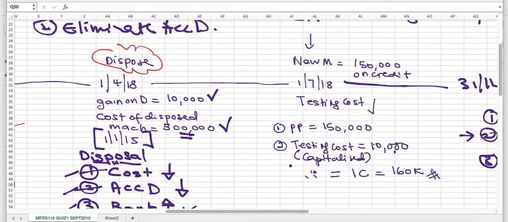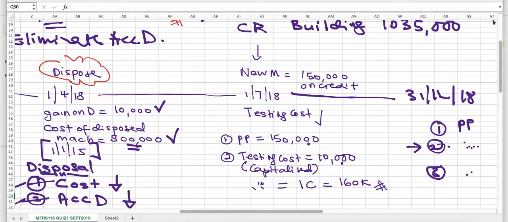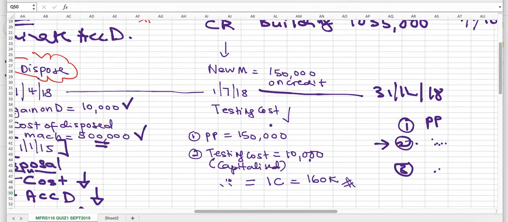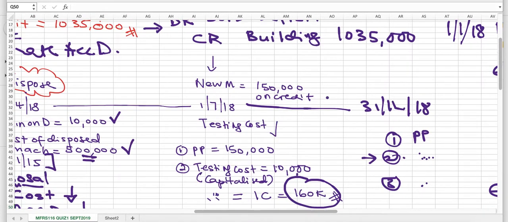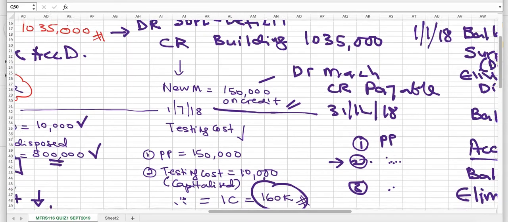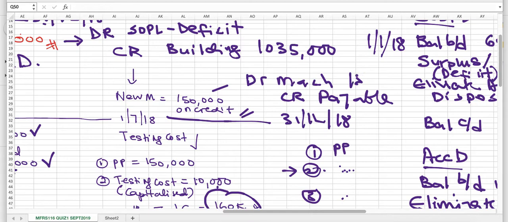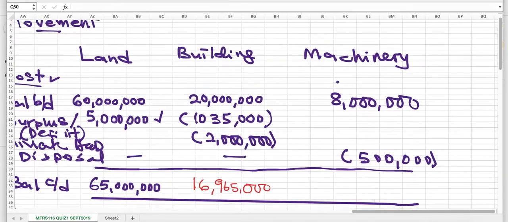Okay, next is when you acquire the new machine. So you have calculated here. I have explained to you the cost is 160,000 and you purchase on credit. So if you were asked what is the journal entry, that will be debit machine and you will credit payable. Okay, 160,000, but this question did not ask, so you don't have to prepare the journal entry. But debit machine here means you have to add your machine kat sini.